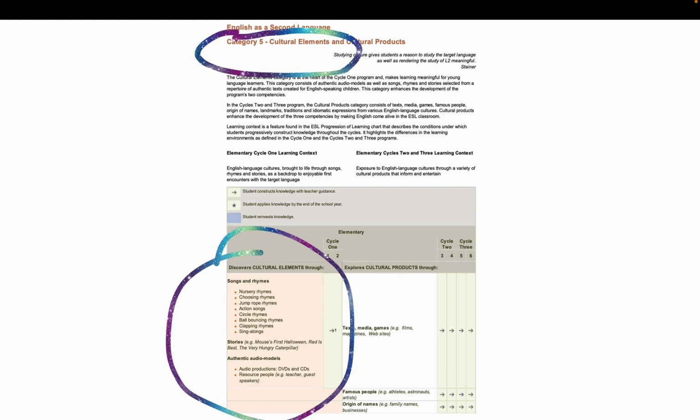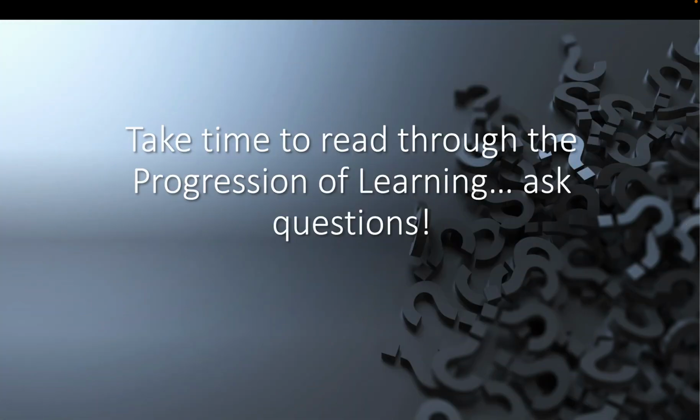And again, remember that the progression of learning exists for all the grades, grade 1, 2, 3, 4, 5, 6, 7, 8, 9, 10, and 11. This particular progression of learning is for elementary. There is another document for secondary. So I'm going to encourage you to take time to read through the progression of learning, write down your questions, and bring them to class and ask me and ask your peers. That's it. Thank you.